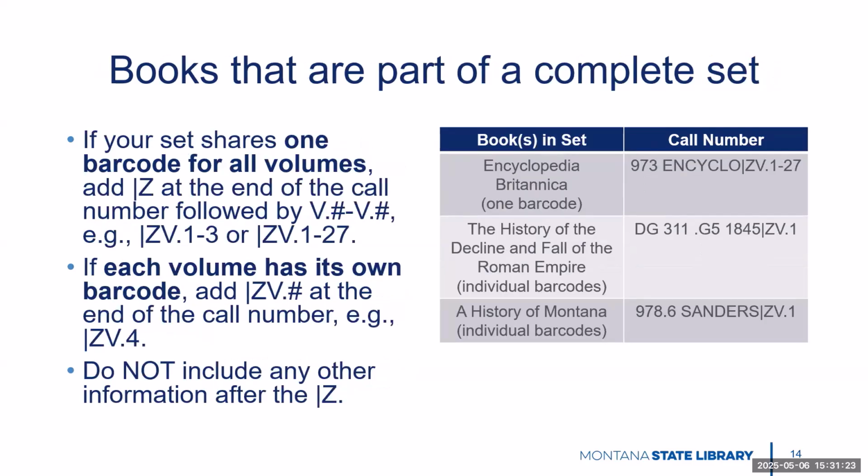Second one, this is where it starts to get pretty exciting, is when you have a book that is part of a complete set. The examples of that are A History of Montana by Helen Fitzgerald Sanders, also Encyclopedia Britannica, and the history of the decline and fall of the Roman Empire. How do you know, though, if you have an item that's part of a set as opposed to a series?